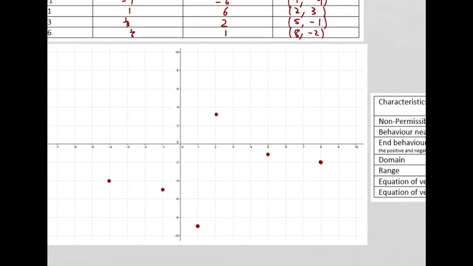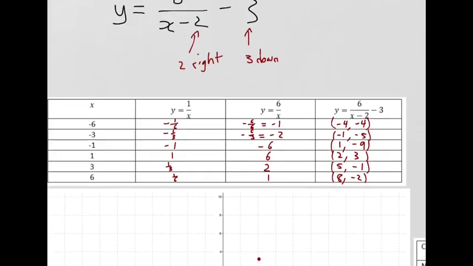What's happening now? Oh, it's crossing. It's crossing the axes. You just got a different asymptote. I've got different asymptotes. What would they be? 2 and 3. What would the asymptotes be?